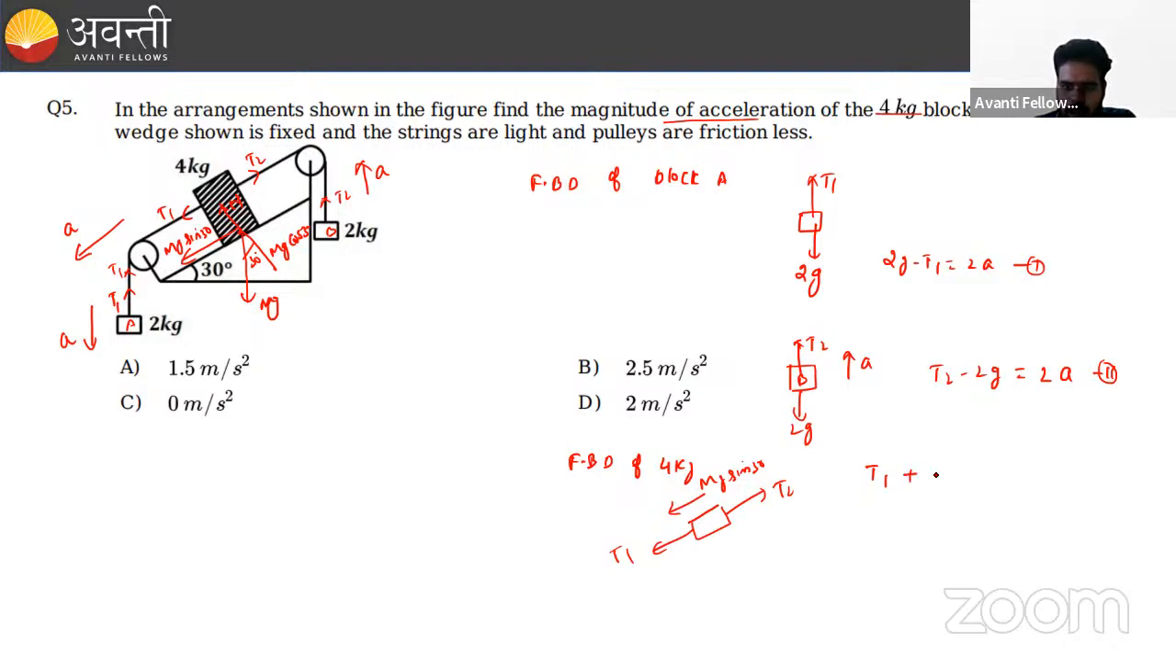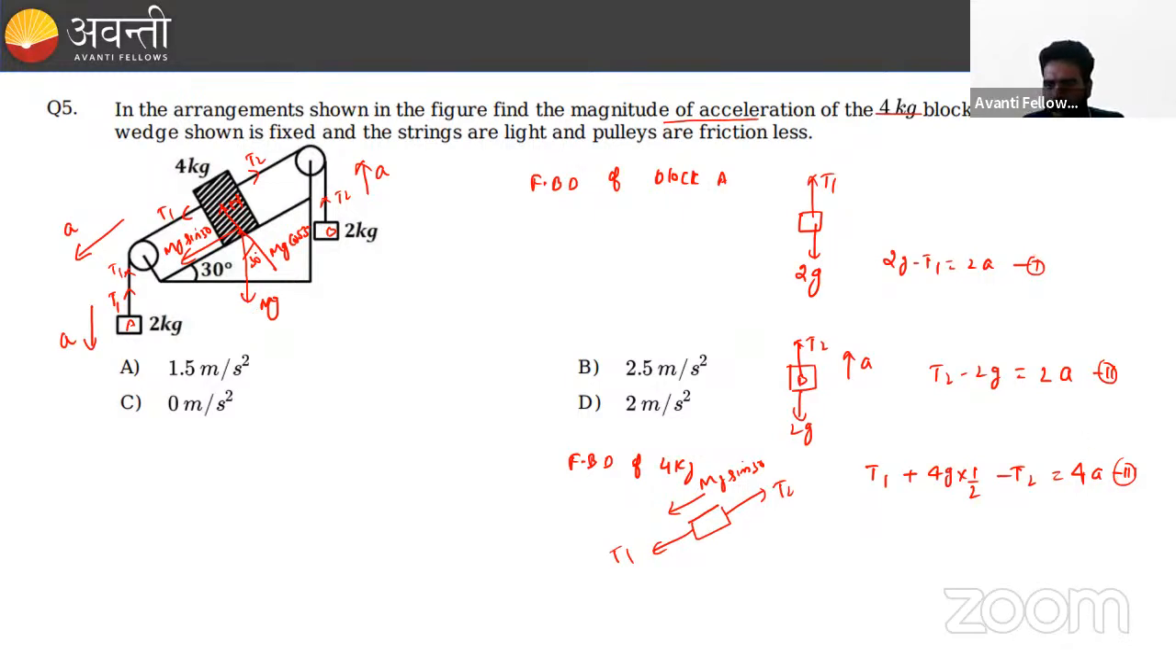So this will become, guys, 4g. Value of sin 30 is 1 by 2, and minus T2 equal to, this is the net force, 4 into a. Say this is equation number 3. And if we see all three equations and we have to calculate the value of acceleration, then what we have to do? We have to eliminate T1, T2 and 3T.